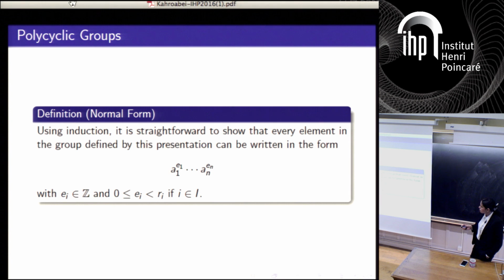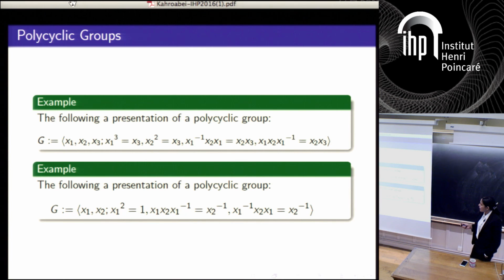So here are a couple of simple examples of a polycyclic group. This one has three generators with these relators, and this one has two generators with these relators. You can show that they are polycyclic.